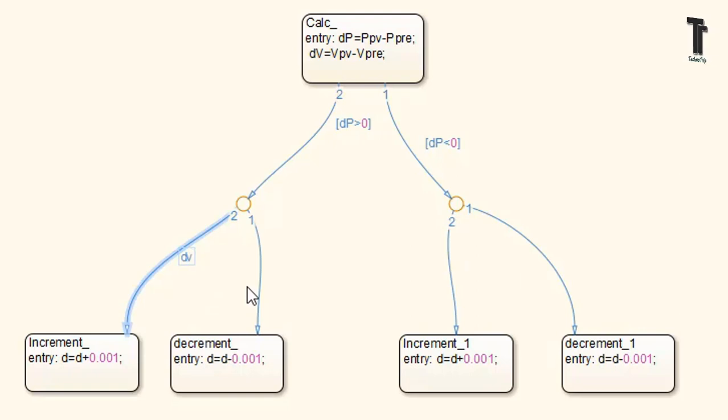Now write the condition of all states. What are the conditions? Let's suppose if the power is increasing with increasing voltage, then we have to further increase voltage, which happens by increasing duty cycle. Otherwise, decrease voltage.